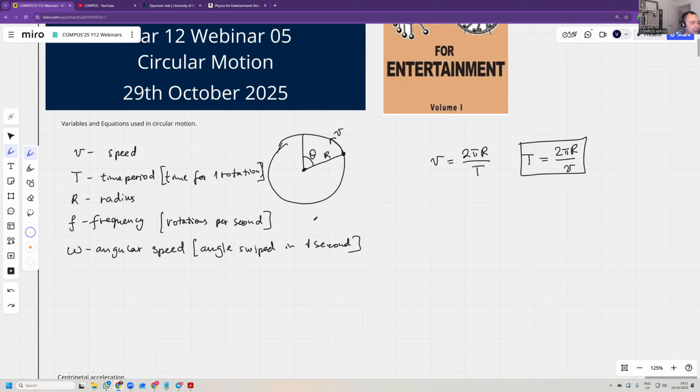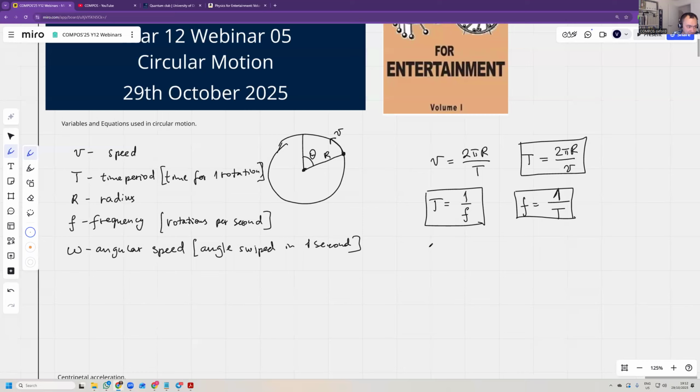Okay, so the time period is 1 divided by frequency. How does that make sense? Well, and frequency is 1 divided by time period. Frequency is how many full rotations in 1 second. If T is the time for one rotation, then this formula makes sense. Hopefully I don't need to go deeper into that.